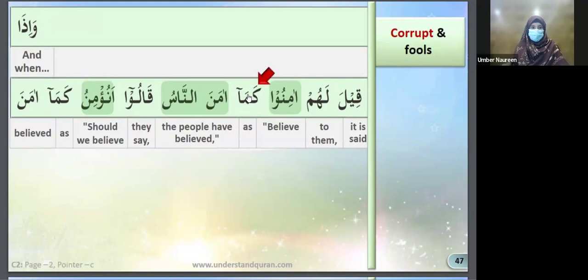One more word you have already studied about, as or like. Can you tell me what it is? We used to translate it as or like. One more word in Arabic we have studied.